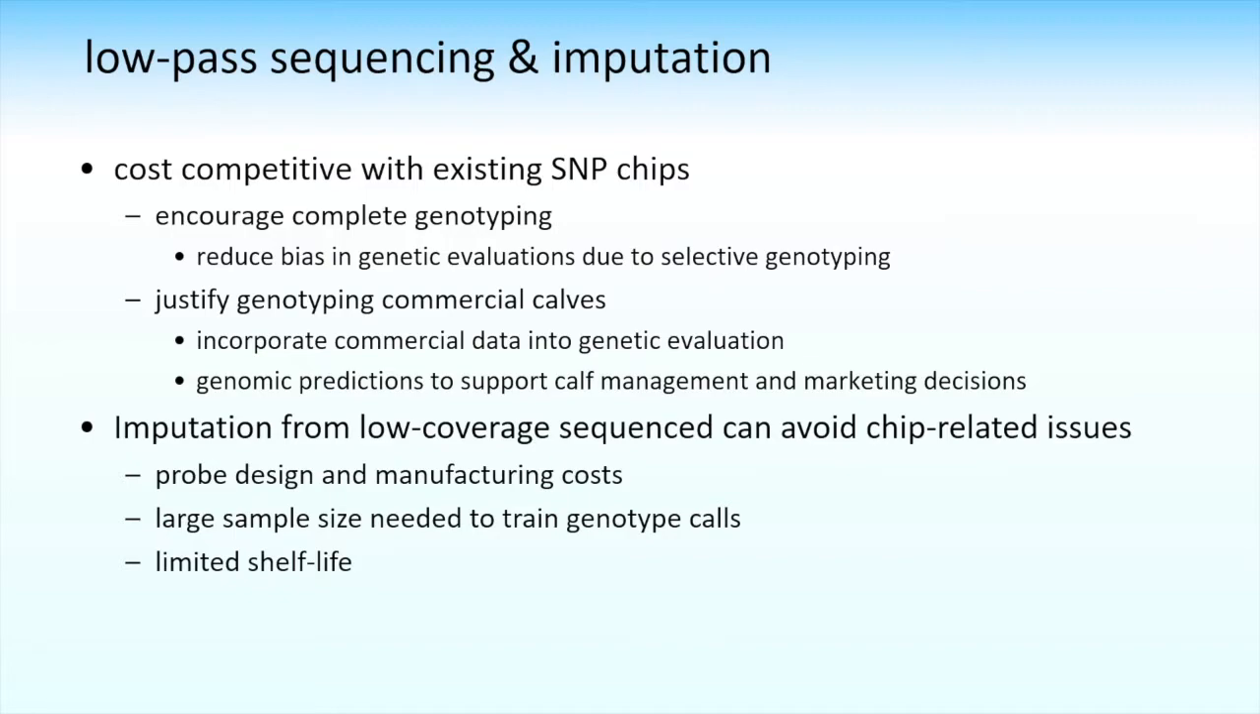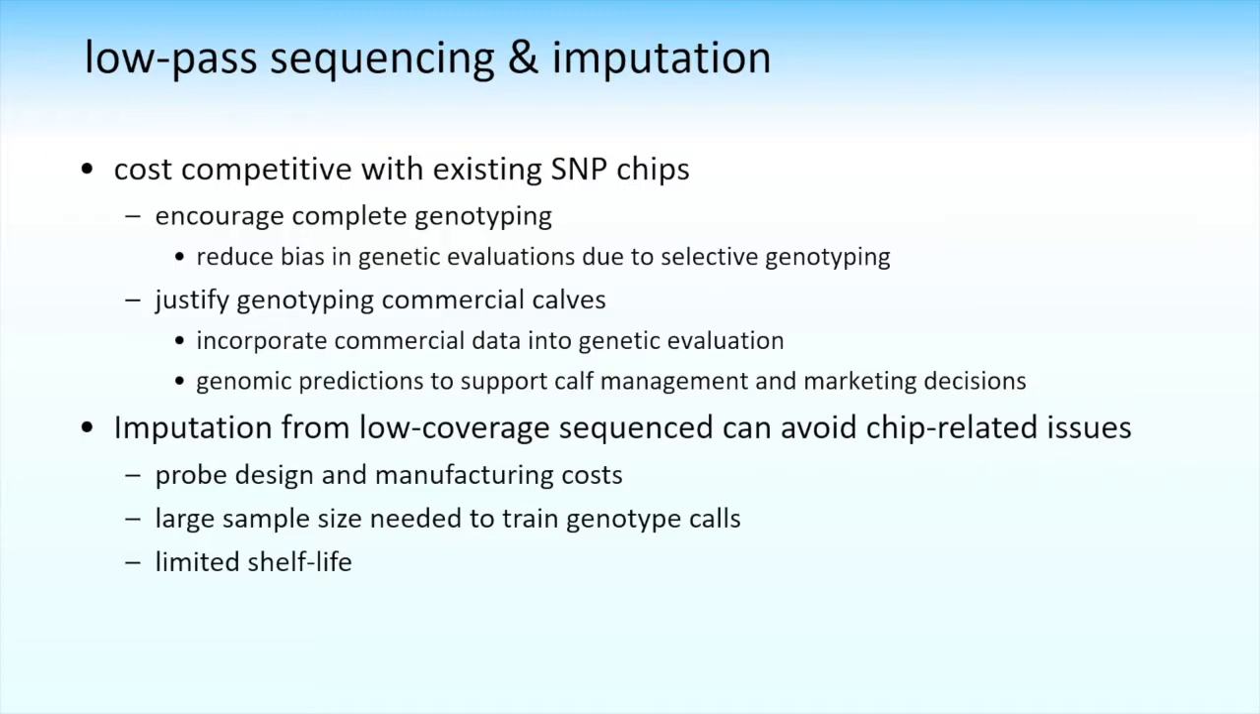Commercial data could be included in national cattle evaluation, and genomic predictions on commercial cattle might support calf management and marketing decisions. The big advantage we see for low pass with imputation instead of chips is that we can genotype interesting variants without all the issues related to custom chips.